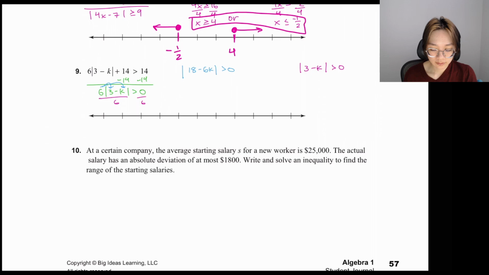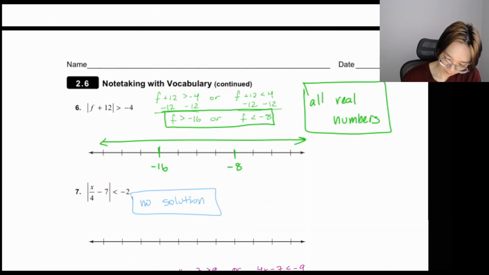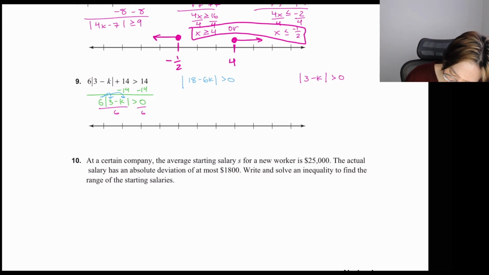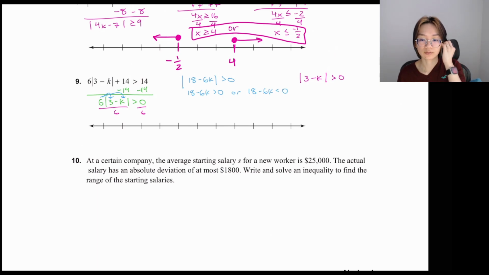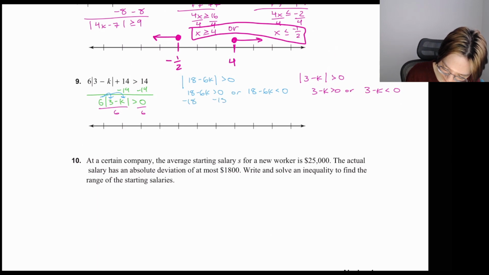Absolute value is greater than, which means what? It means it can be an or. So we have 18 minus 6k is greater than 0, or 18 minus 6k is less than 0. Obviously 0 can't be positive or negative, so it just stays 0. Same thing for the other method. 3 minus k is greater than 0, or 3 minus k is less than 0. And we solve. -18, -18.